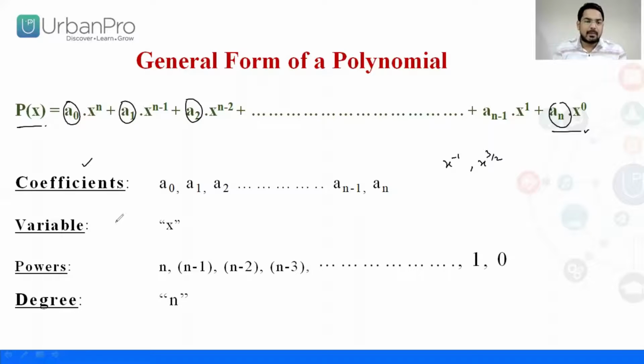All right. Now variable, we have already discussed. The variable here is x. If the polynomial is in y, we'll say that the variable is y. The powers, we have already discussed it. n, n minus 1, n minus 2 up to 0 are the powers of the different variables in the polynomial. And degree, what's the degree? Degree is the highest power of the polynomial. So the highest of all the powers is n. That is why the degree of the general polynomial is said to be n. I hope we are clear with this.